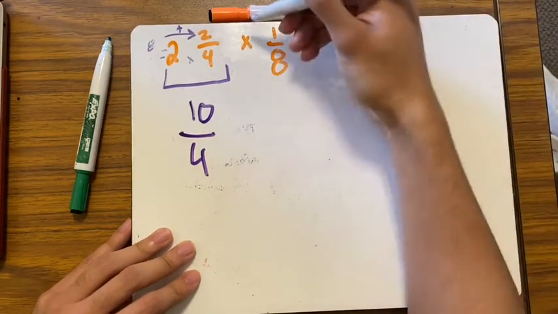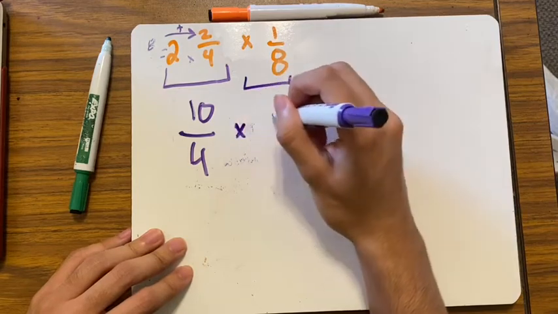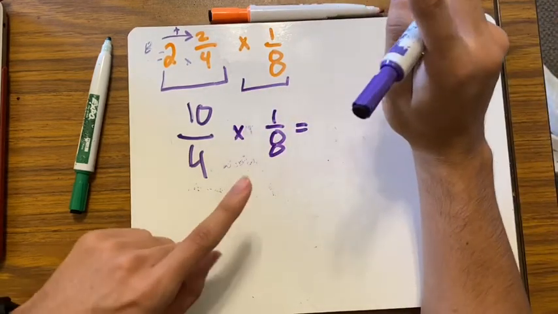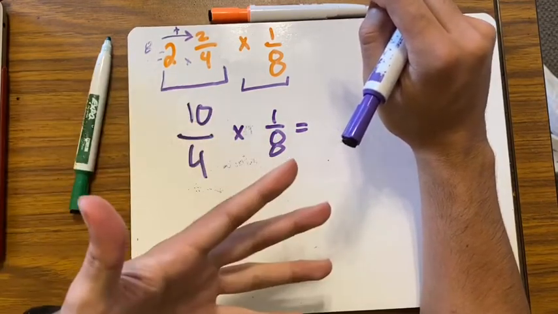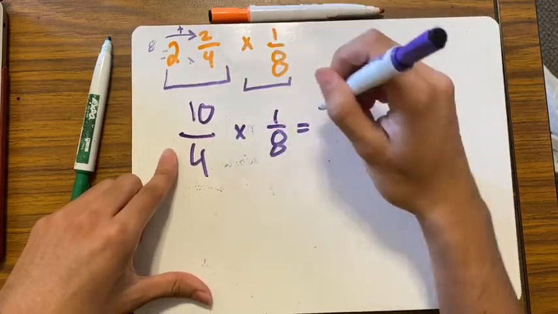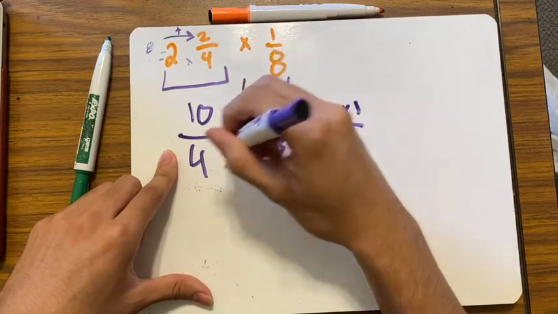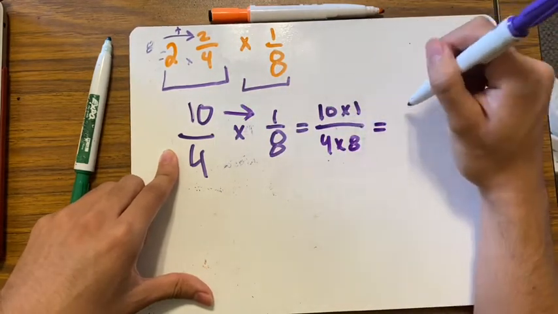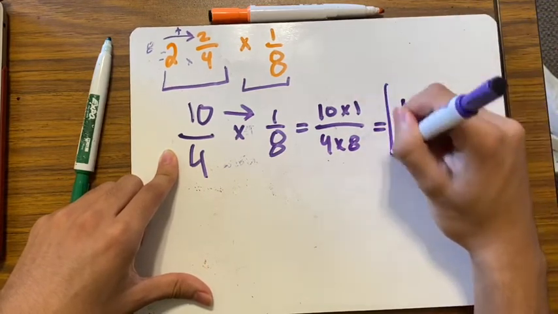All right. Next, let's go ahead and drop these guys. And now, remember, when you're multiplying, it doesn't matter if your denominators are different. You can just go ahead and multiply them normally, okay? So I have 10 times 1 over 4 times 8. So I have 10 times 1, that's 10. 4 times 8, that's 32. So this is my answer.